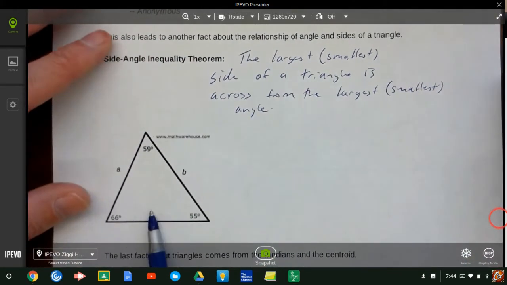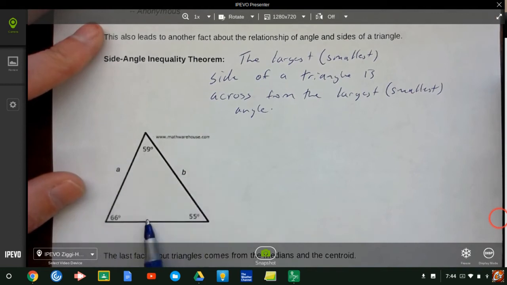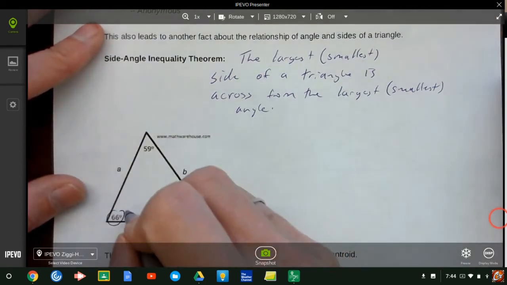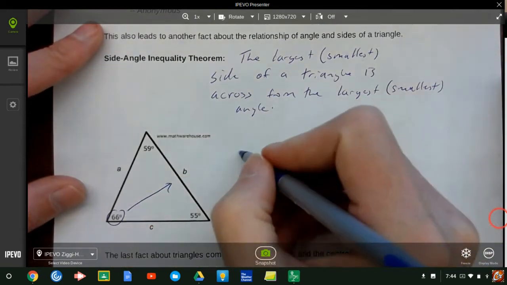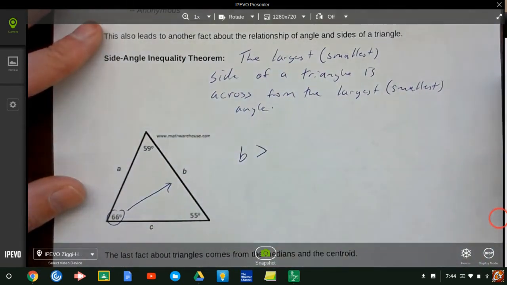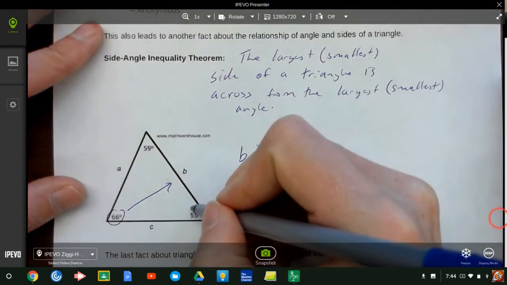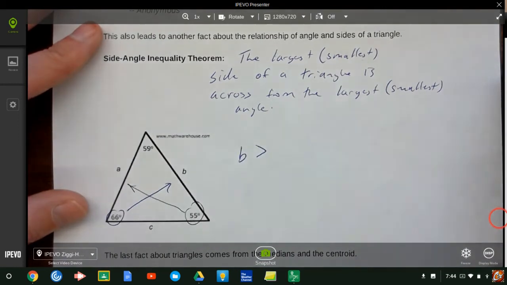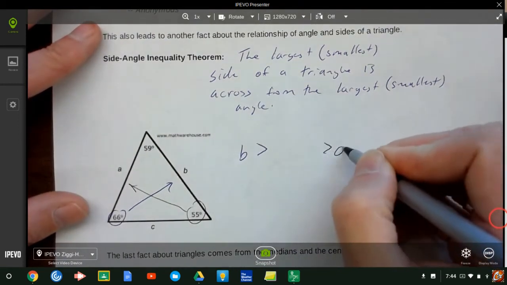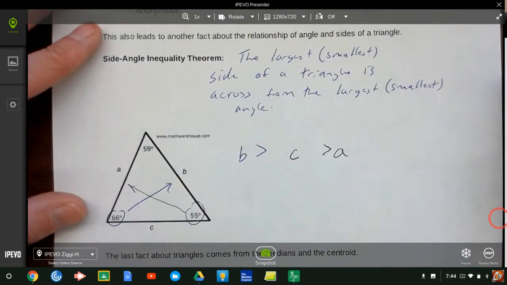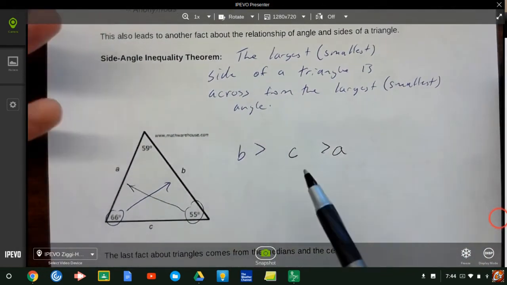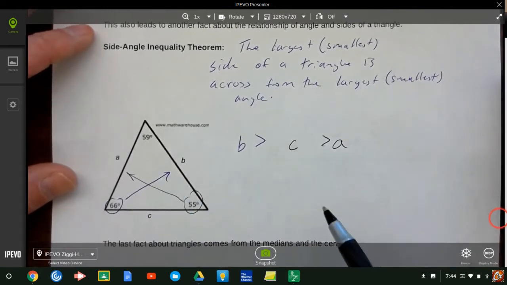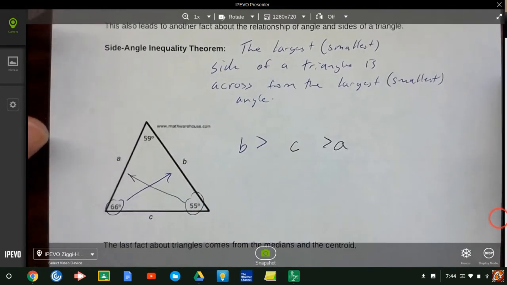So it means you can look at a triangle like this and you can tell which one's the biggest side. Since 66 is my biggest angle, B is the biggest side. So B is my biggest side. Since 55 is the smallest angle, A is the smallest side. So A has to be the smallest side, which means that side C is in the middle. Now, I don't know what the lengths of those sides are, but just because I can tell which one's across from the big angle, it works the other way around, okay?